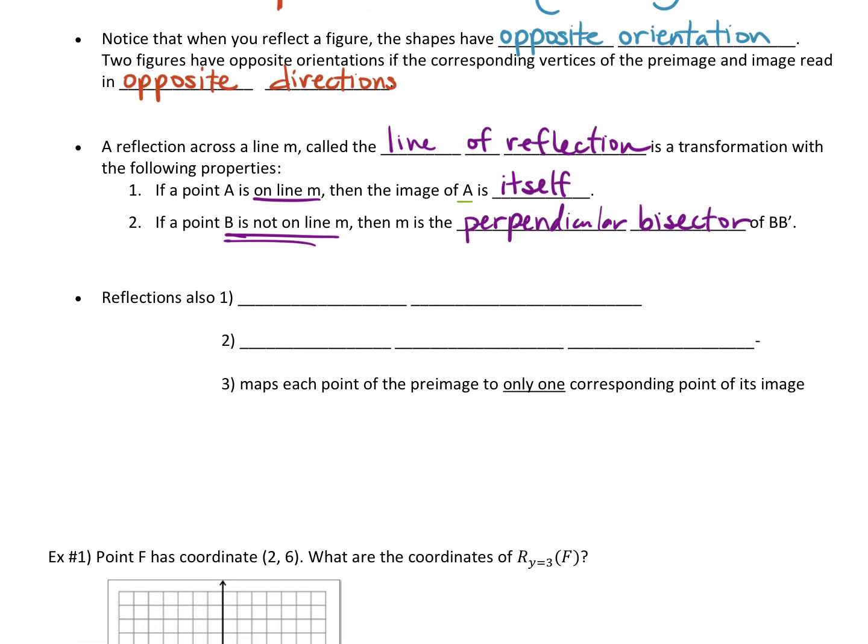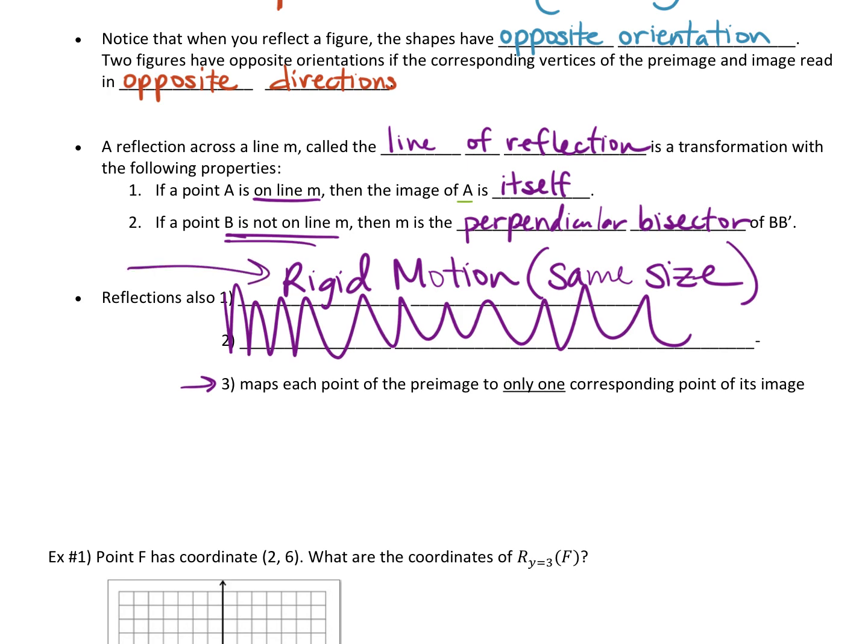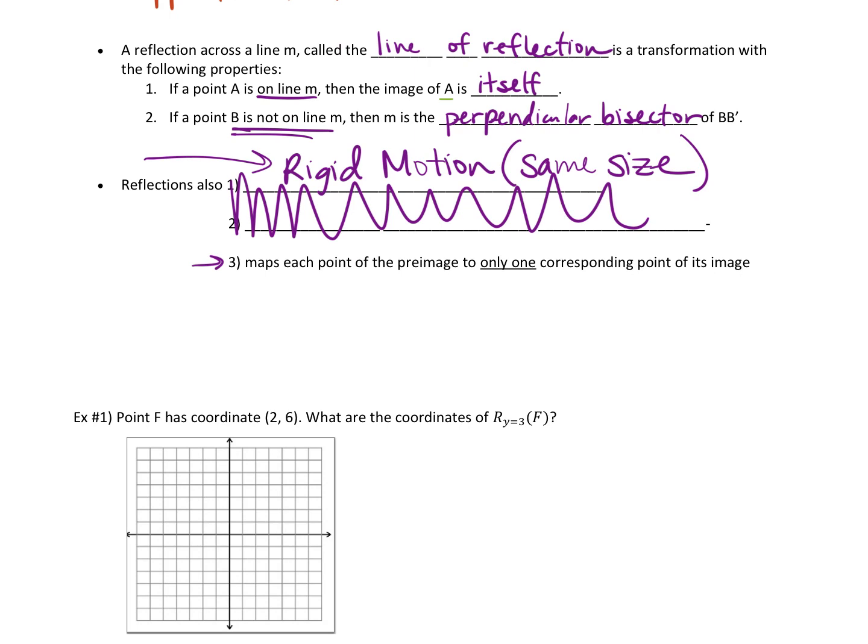And then the last thing, we're not even going to fill this in. We're going to say reflections are a rigid motion, just write rigid motion. Remember we said it preserves distance and it preserves angle measure. That means it's a rigid motion, right? Same size. There's nothing to write, but it's true. We're not going to focus a whole lot on that idea, but a reflection will always be a rigid motion. It will keep the same size as it was.